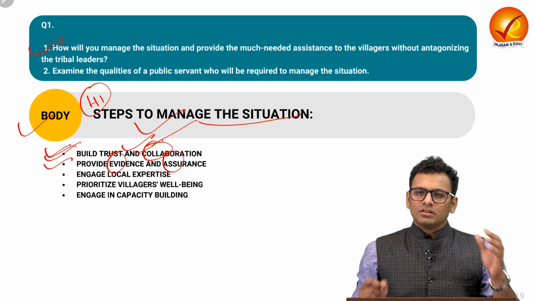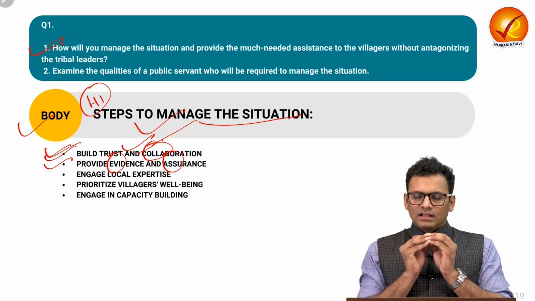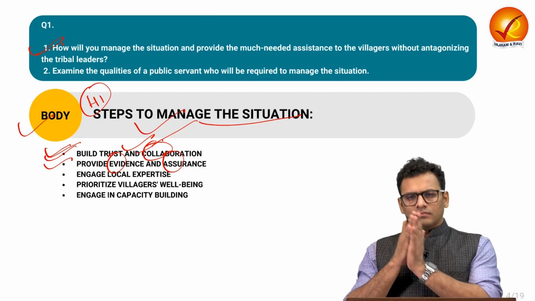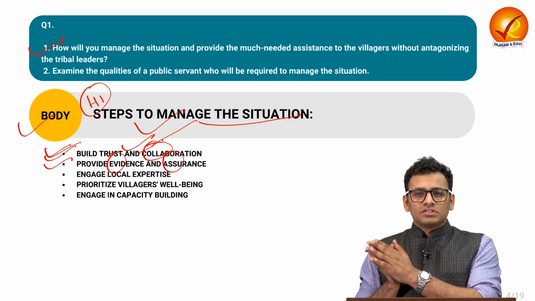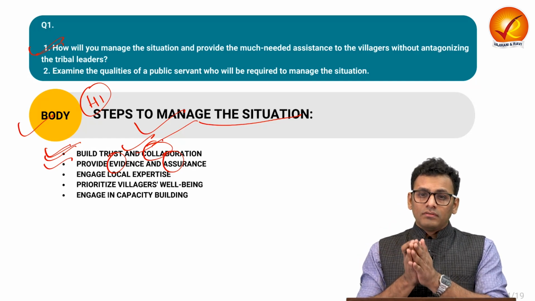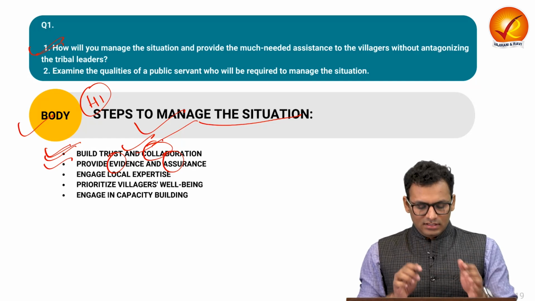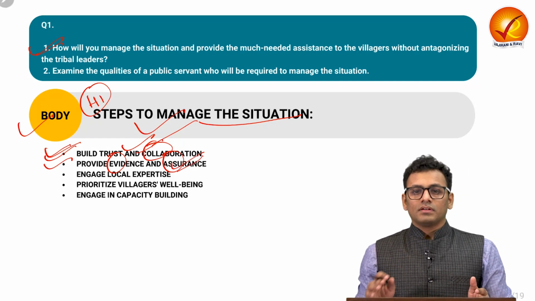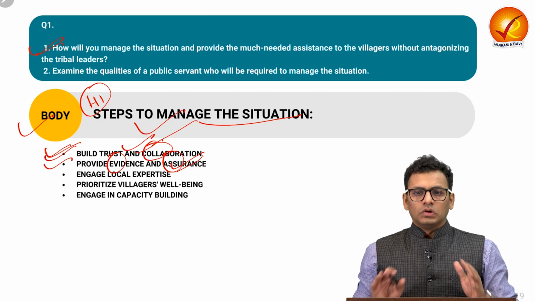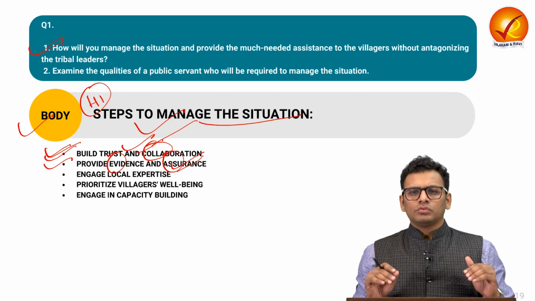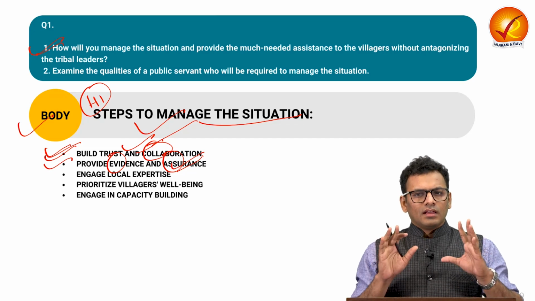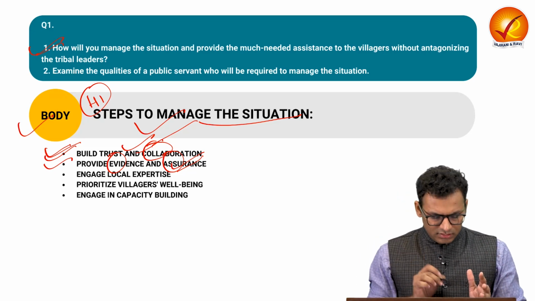Next is providing evidence and assurance. Now, over here, you are going to provide evidence, like when in past, where you have intervened for other tribal villages, you have made sure that their problems were solved without exploiting them. Thus, you are assuring them that over there you are going not with the motive or any kind of intention to exploit, but to ensure you are helping them and making sure their problems are resolved.